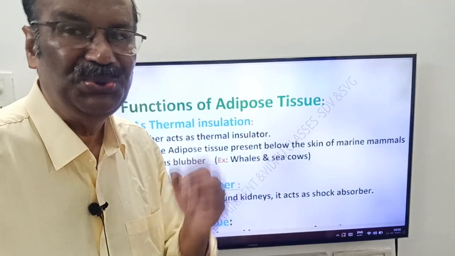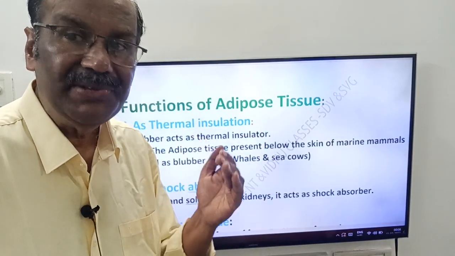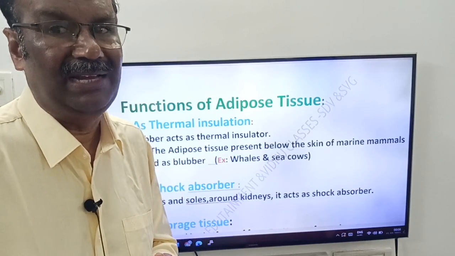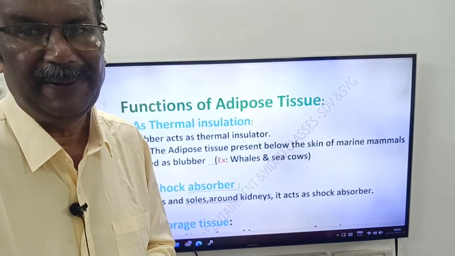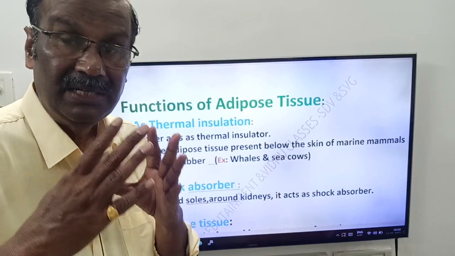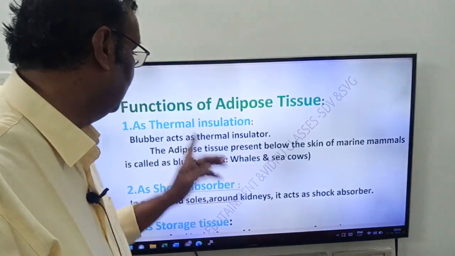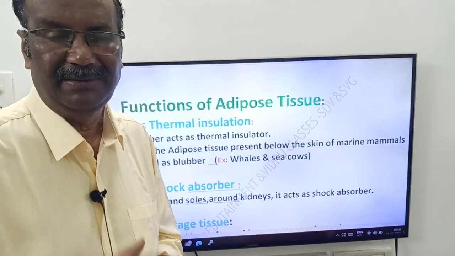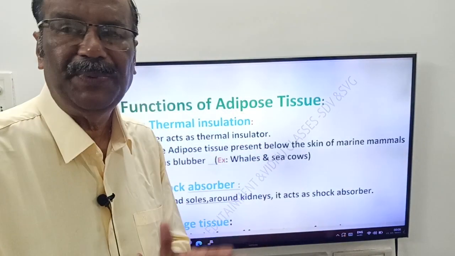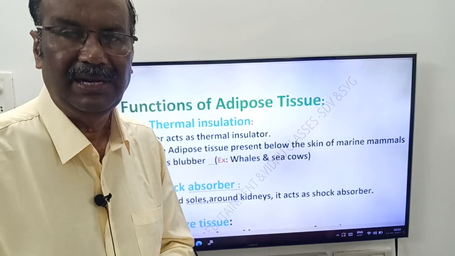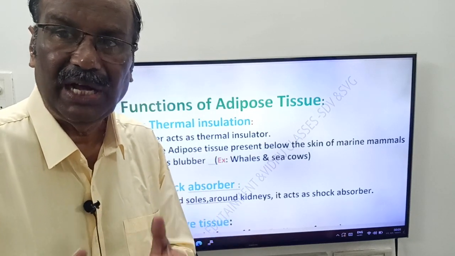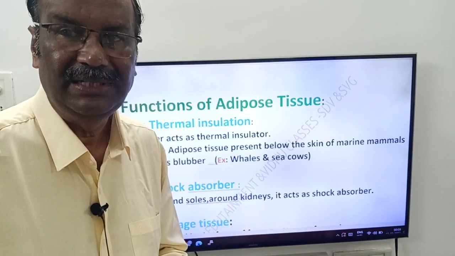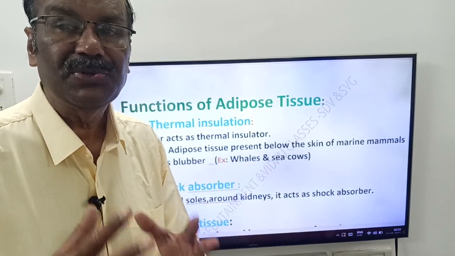The adipose tissue which is present below the skin of marine mammals is called blubber. Once again friends, blubber acts as thermal insulator. What is blubber? Blubber is present in marine mammals like whales and sea cows. It is present below the skin. It is a type of adipose tissue.